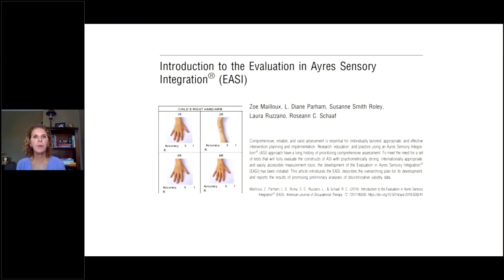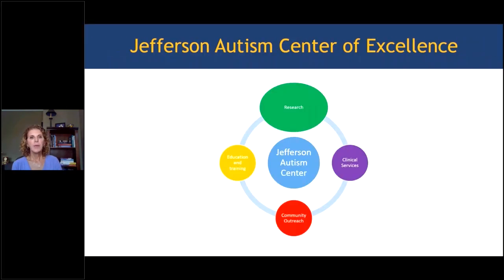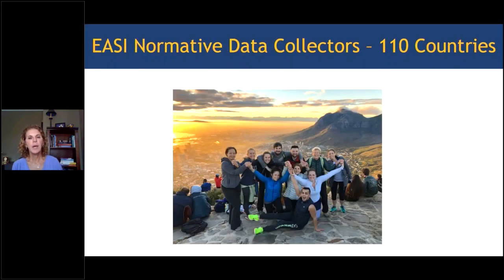And we're funded by the Eagles Autism Foundation to develop and test a new measure of sensory functions for children. And specifically with this funding, we're going to use it on children with autism and get normative data. It's called the Evaluation of Ayres Sensory Integration, and Dr. Zoe Mailloux and the others listed there are my collaborators. And we have a huge effort around this assessment. We have normative data collectors from over 110 countries all over the world.